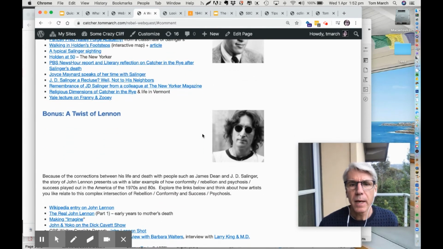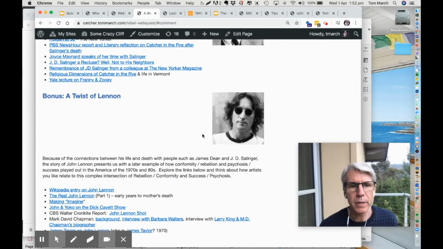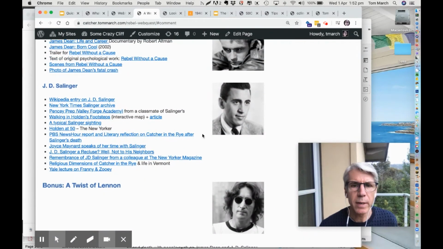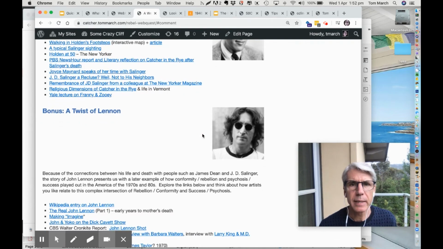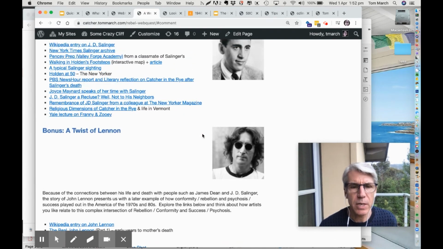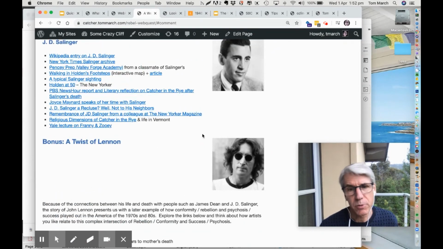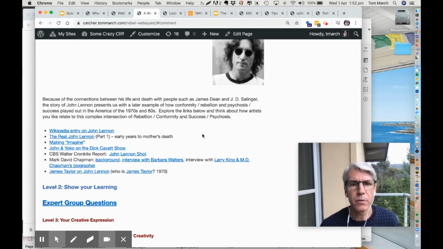And then a lot of students are interested in John Lennon as a cultural icon, and certainly he falls into this category as well, and is sadly linked to Salinger because he was shot by Mark David Chapman, who was reading The Catcher in the Rye when he shot John Lennon. So again, still those themes of conformity and rebellion and success and psychosis play out here.